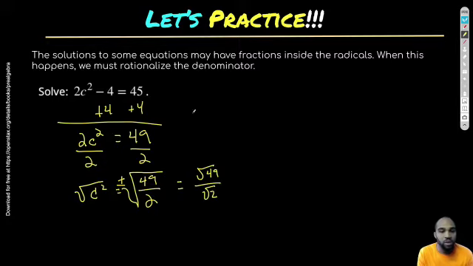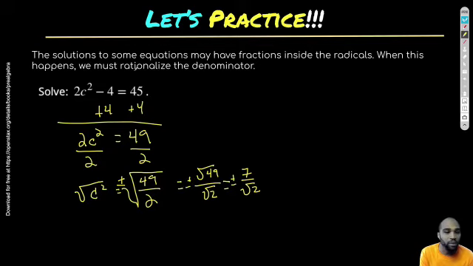So you just simplify the radical for the numerator and the denominator. So square root of 49 is going to give me 7, and square root of 2 is just going to be square root of 2. Nothing I can do there. So this is still plus or minus. I don't want to forget that because I'm going to have 2 answers.